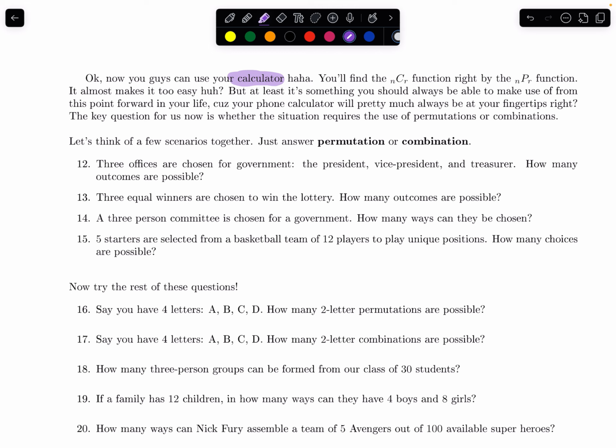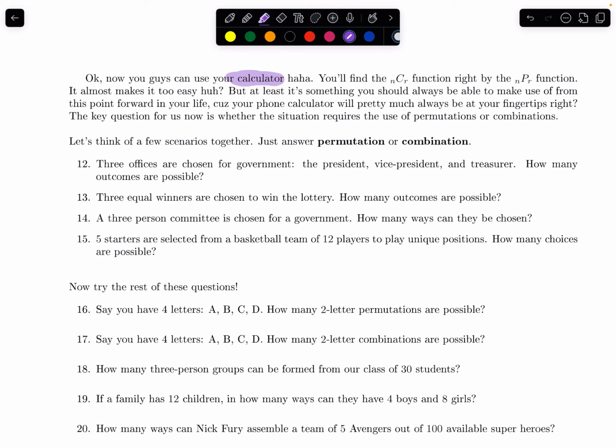And when you're using a calculator, it doesn't have to be the Desmos calculator. Whatever calculator you're using, any scientific calculator is going to have this nCr function built in somewhere, as well as the nPr function from last class. But the Desmos calculator is super easy.